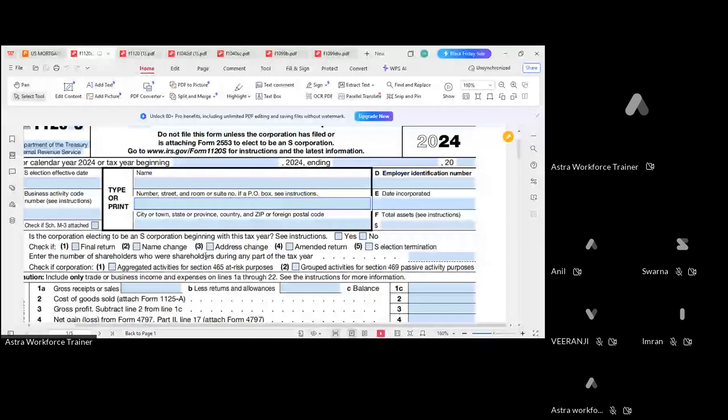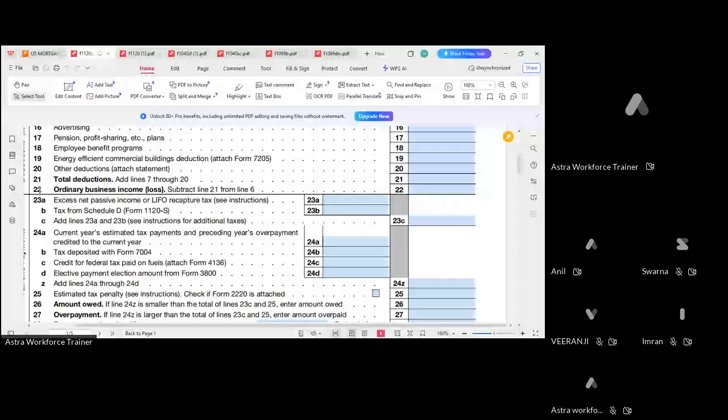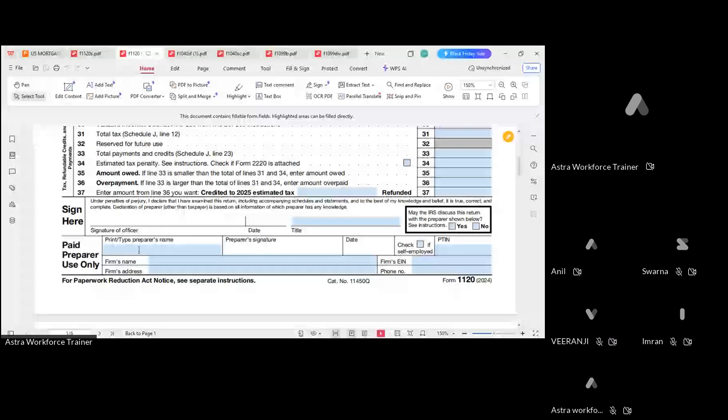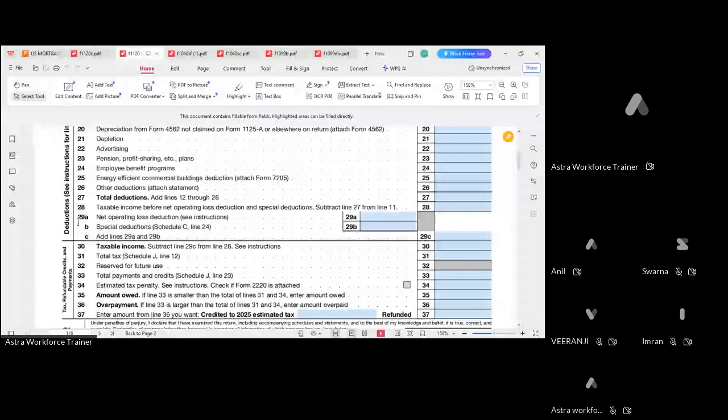Line 22, right? And on the 1120, line 29. Okay, so we'll get the profit and the losses over here.